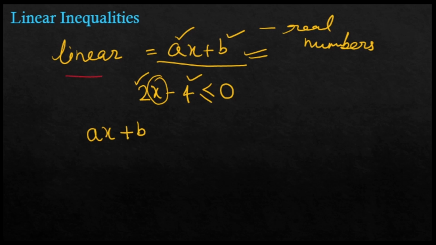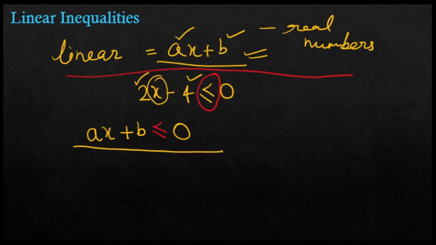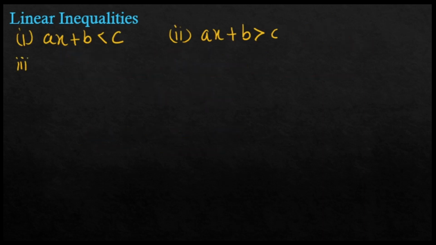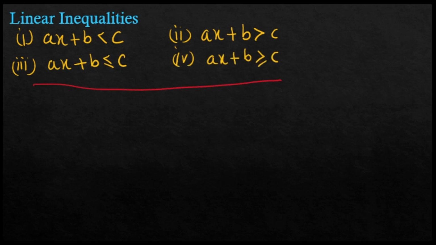You have studied these algebraic expressions in earlier classes. The only difference here is that inequality signs are included: inequality sign and then 0. The standard form of linear inequality is generally of 4 types. These 4 algebraic expressions are for linear inequalities in one variable.